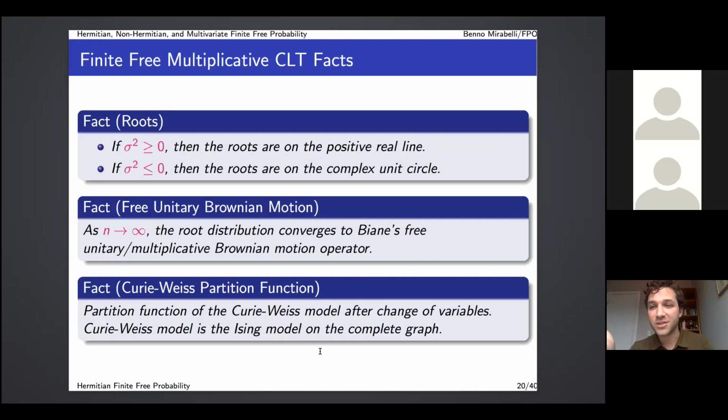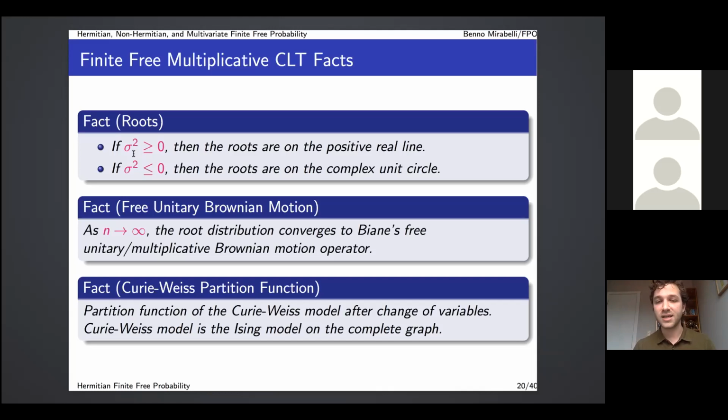So let's talk about how this relates to these corresponding fields. It relates to the study of polynomials in the fact that if sigma squared, our initial assumption, is greater than or equal to 0, all the roots of this polynomial lie on the positive real line. If sigma squared is less than or equal to 0, all the roots lie on the complex unit circle. It relates to free probability because the distribution of the roots for this polynomial, as you send the degree of these polynomials to infinity, converges to Biane's free unitary Brownian motion operator in free probability, as you would hope.